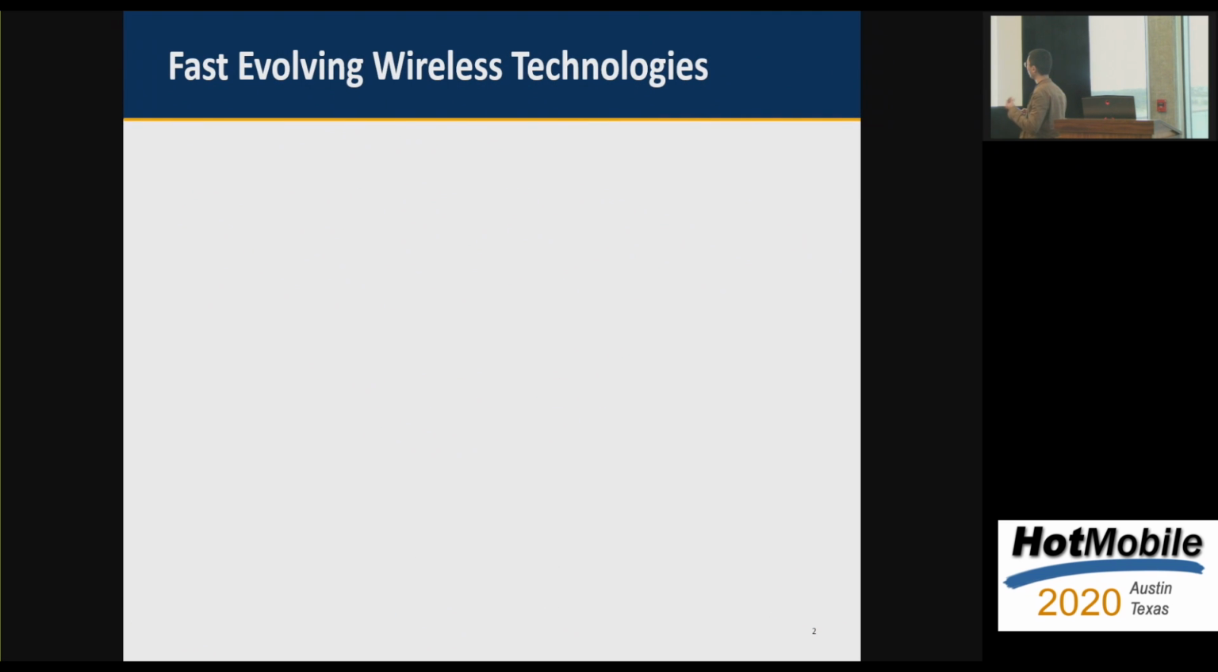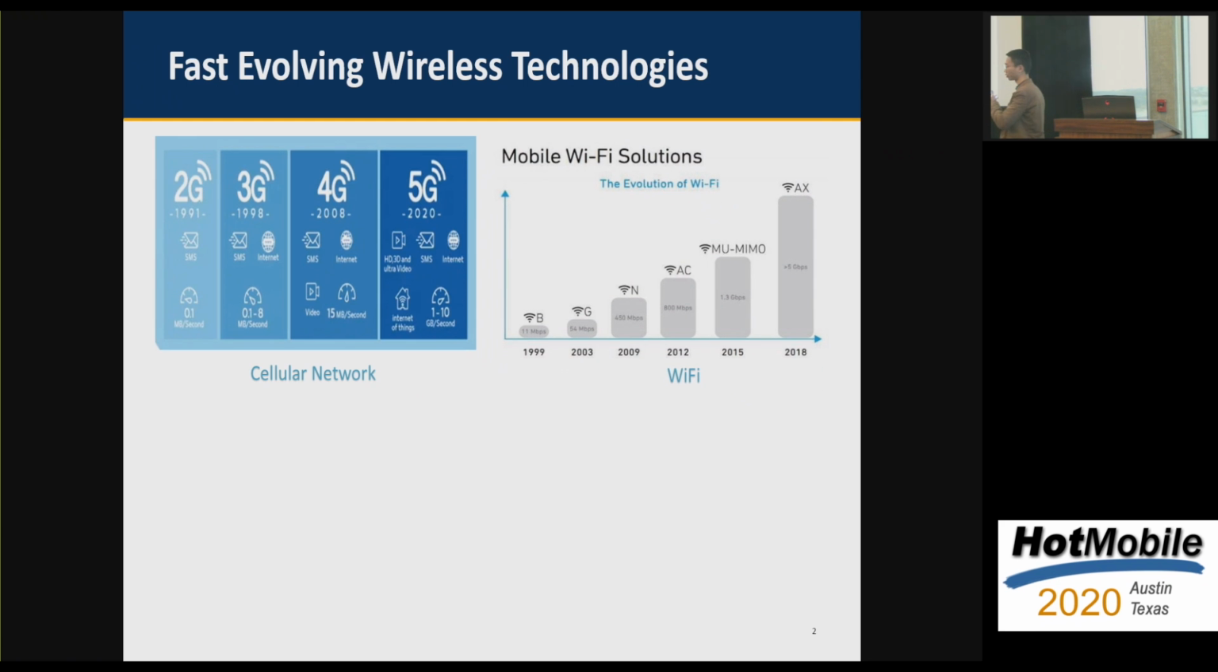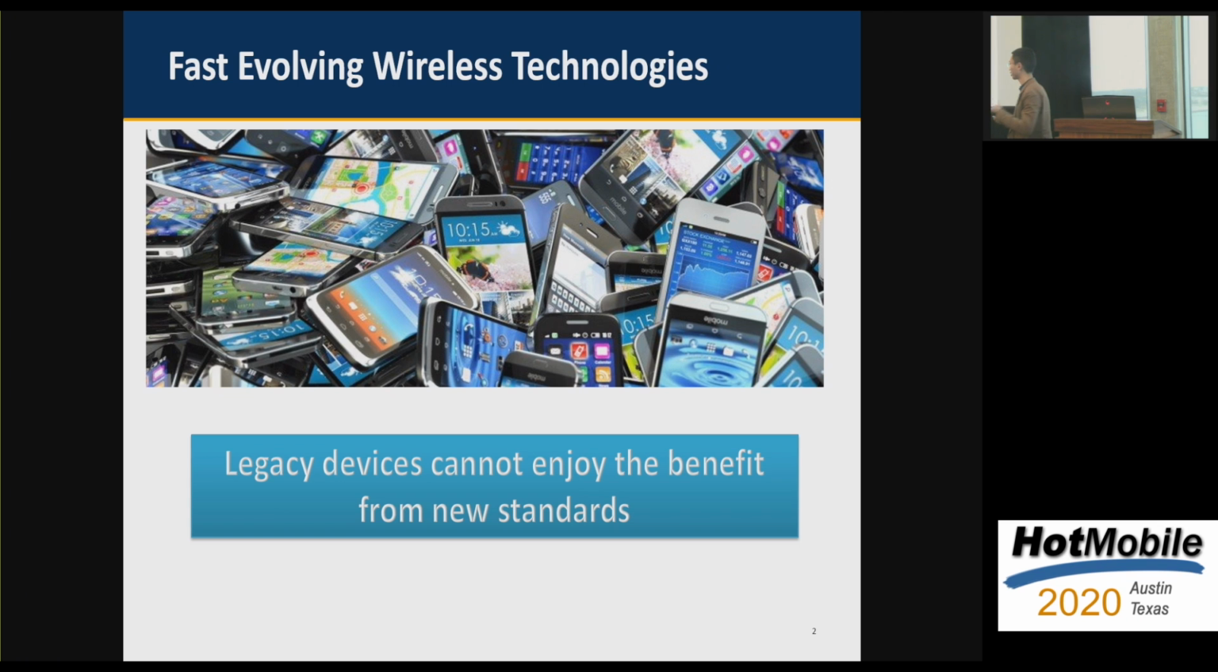So we are currently in a fast-evolving wireless technology era. For the cellular network, from 2G to 5G, we have experienced a 1,000 times data rate increase. And for Wi-Fi, from the original B standard 20 years ago to the current AX, the user base has increased significantly. And for Bluetooth, from Bluetooth 2.0 to 5.0, the power consumption is significantly reduced and the data rate is also increased. But during this upgrading process, it did leave us many legacy devices.